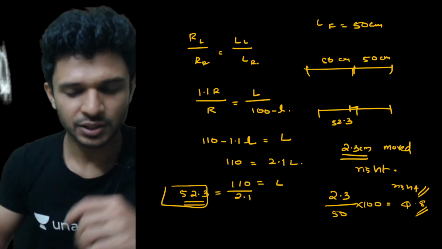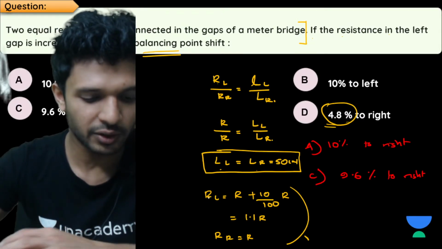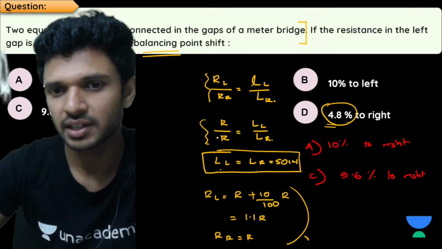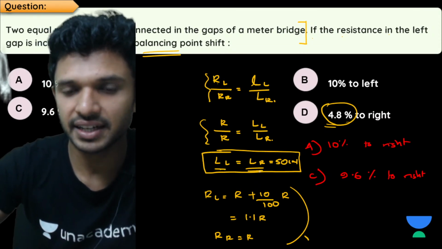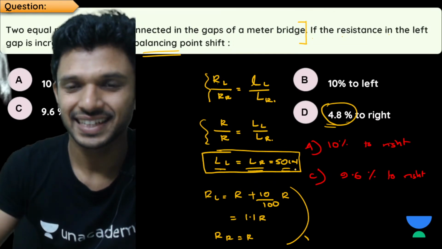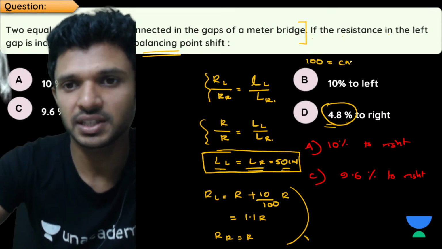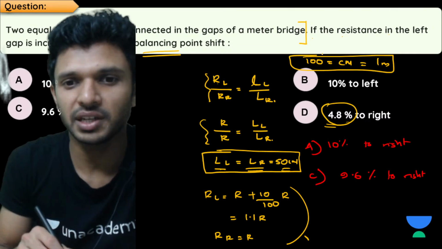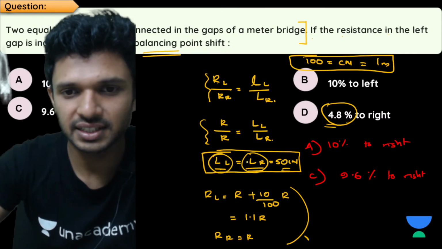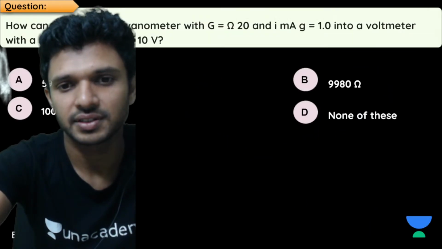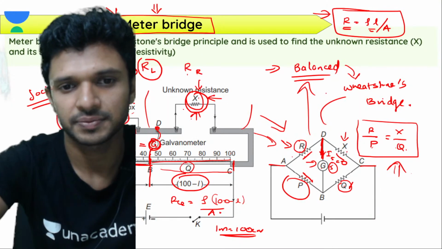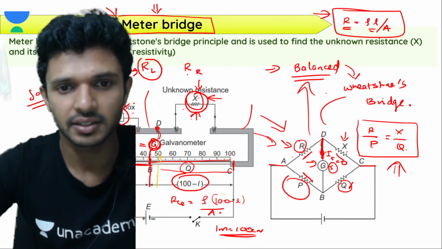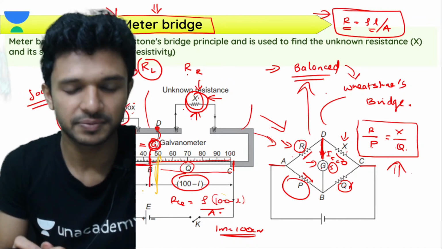Someone was asking, in the initial case, when the resistances were equal, why the length on the left and right has to be 50 centimeter? You know that the total length of this meter bridge is 100 centimeter, which is equal to 1 meter. That's the reason it has the name of 1 meter. So if this length is equally divided into half between the left gap and the right gap, what is the only possibility? 50 and 50.